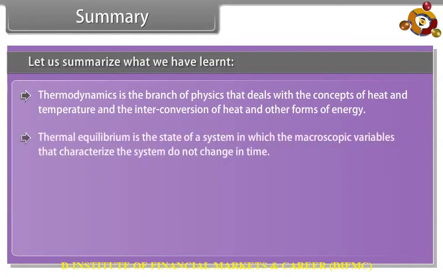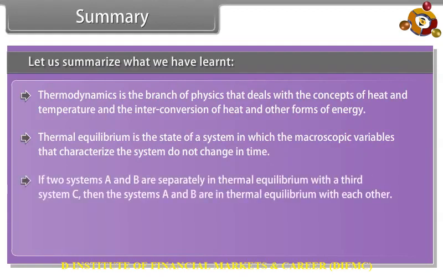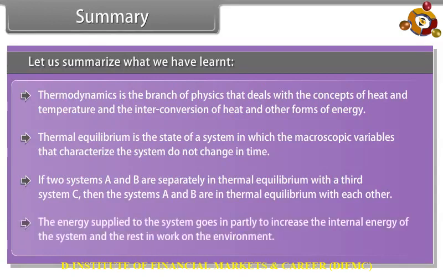Thermal equilibrium is the state of a system in which the macroscopic variables that characterize the system do not change in time. If two systems A and B are separately in thermal equilibrium with a third system C, then the systems A and B are in thermal equilibrium with each other. The energy supplied to the system goes in partly to increase the internal energy of the system and the rest in work on the environment.